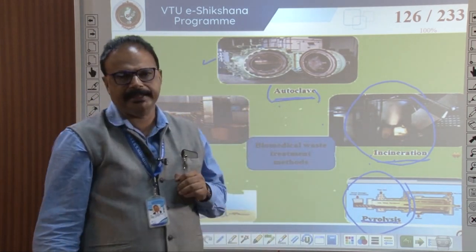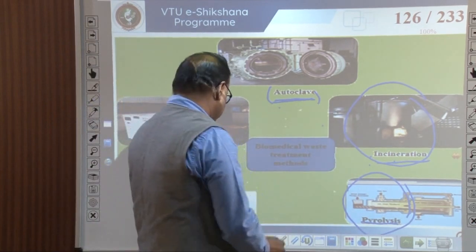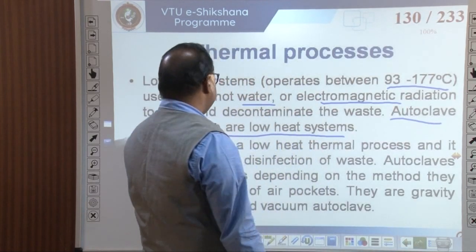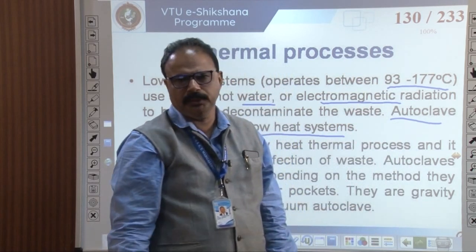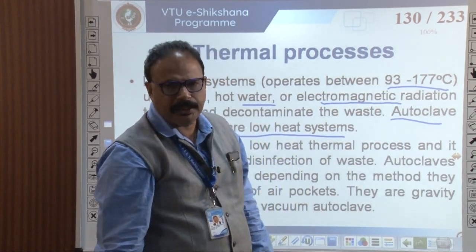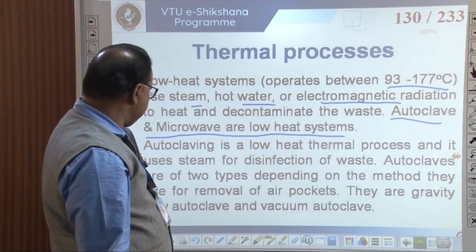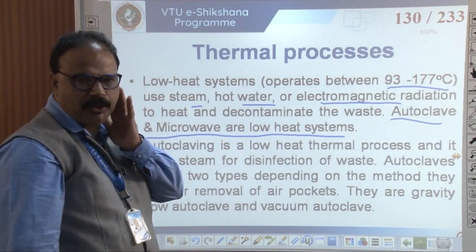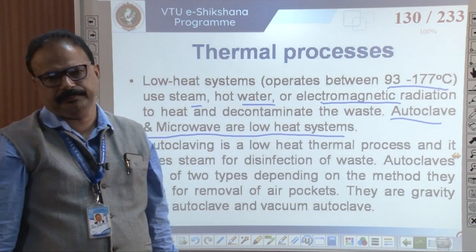In this, 177 degrees Celsius is used. And high heat is incineration. We can see the high heat, incineration. I have shown the equipment also. Autoclaving is a low heat thermal process, about 97 to 170 degrees, and uses steam for the disinfection of waste. Autoclaving is of two types, depending upon the method used for removal of air pockets: gravity flow autoclaving and vacuum autoclaving. Okay, thank you. Continue in the next class.